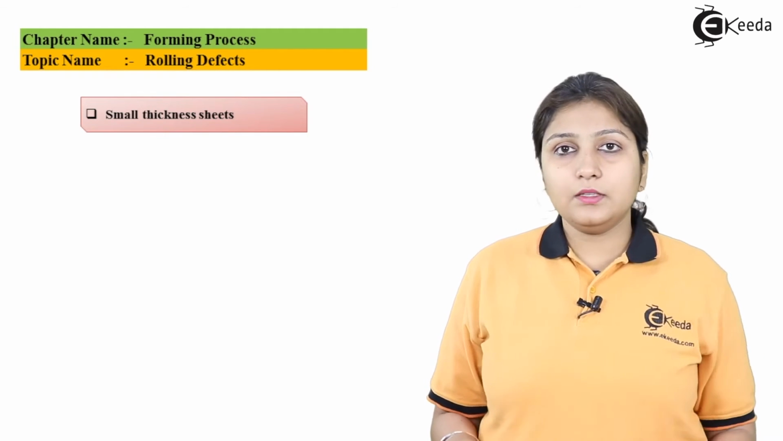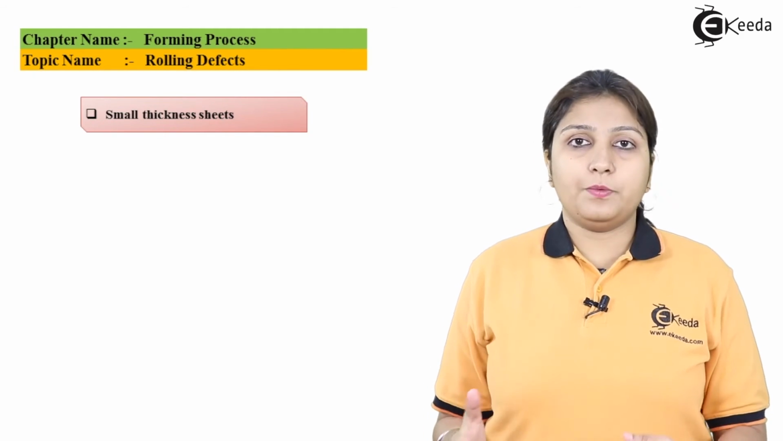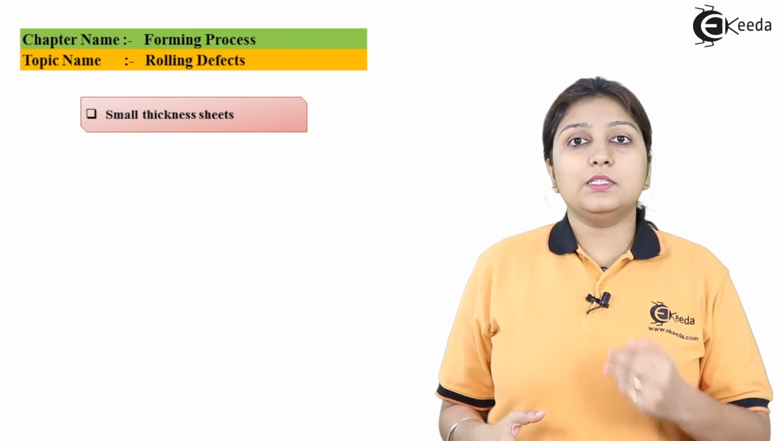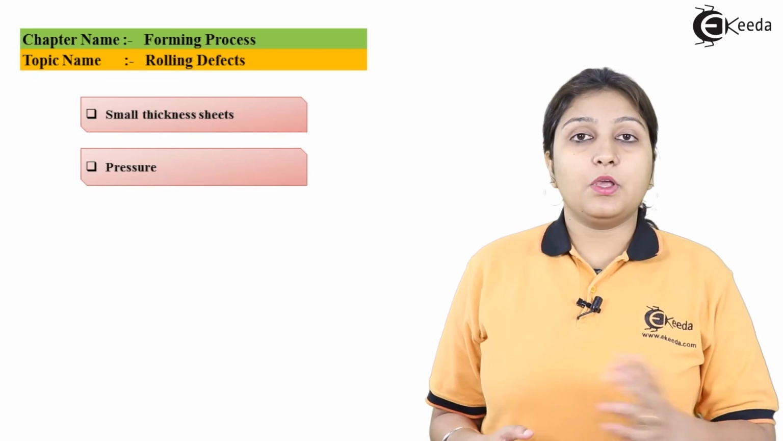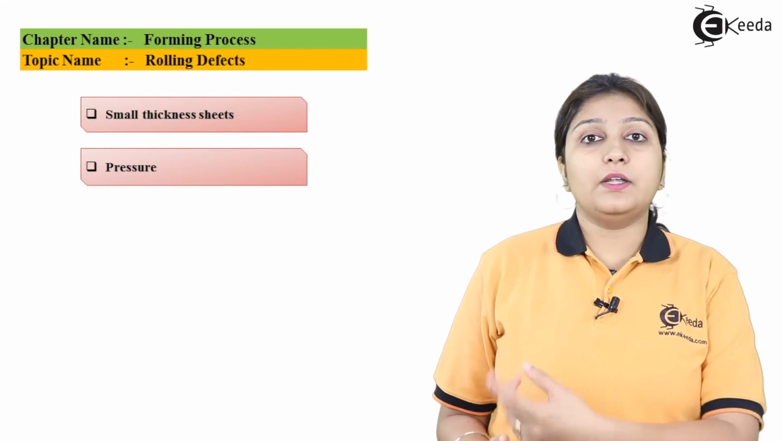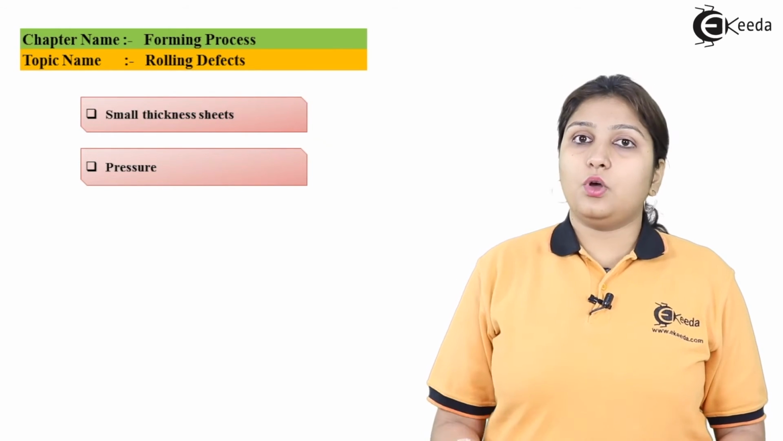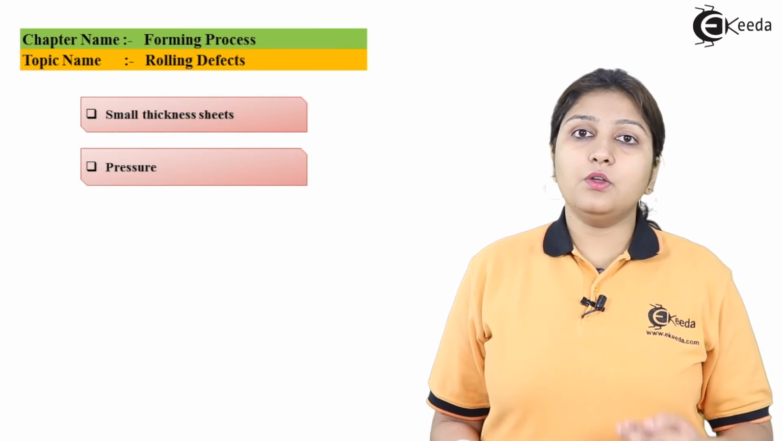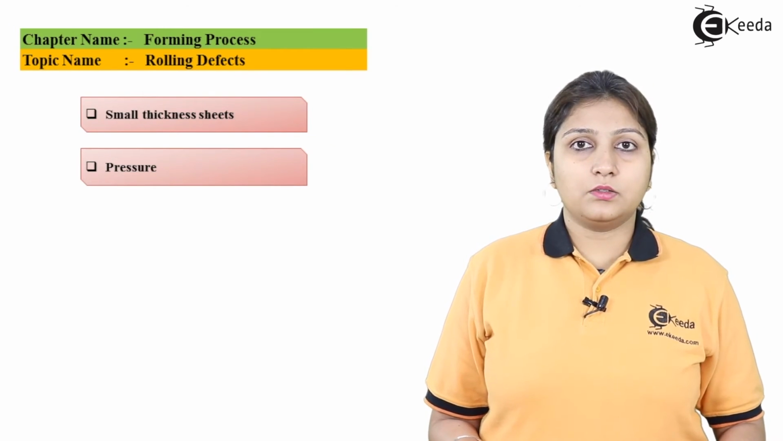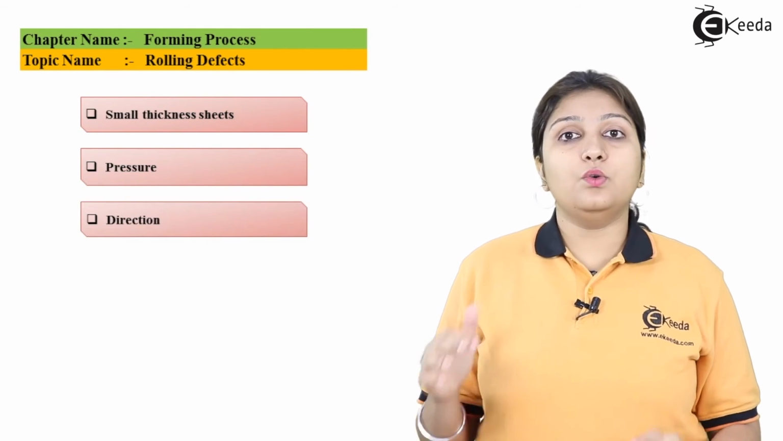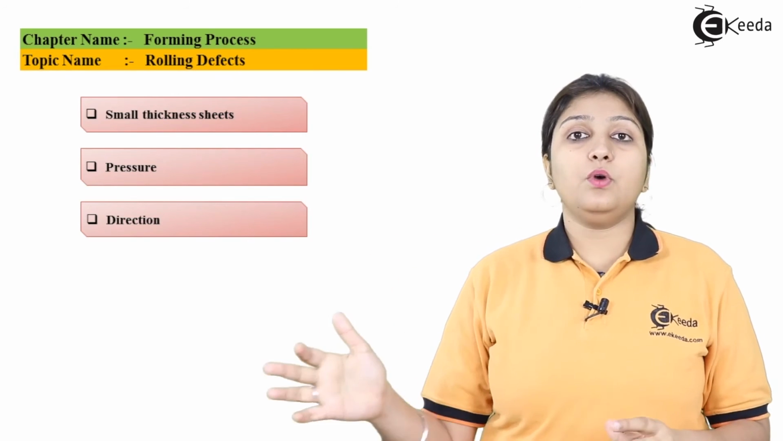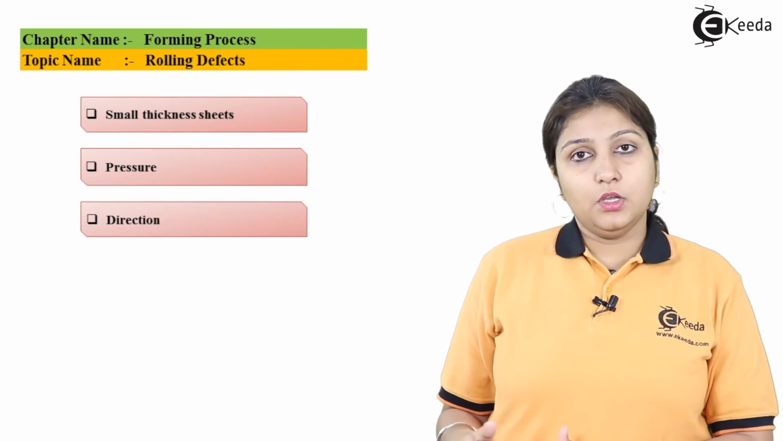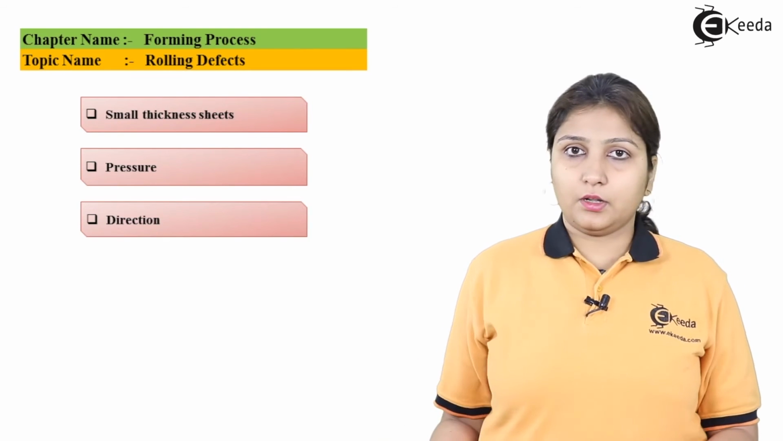If the thickness is less, rolling cannot be done in a proper position. Again, with thickness comes the pressure. Pressure should be handled properly, because of that your edges or center may burst. So pressure is also an important factor. Then we'll go one by one to the other factors. Your sheet also tends to move in the other direction. It laterally tries to go in another direction due to friction. So because of that also defects can occur.